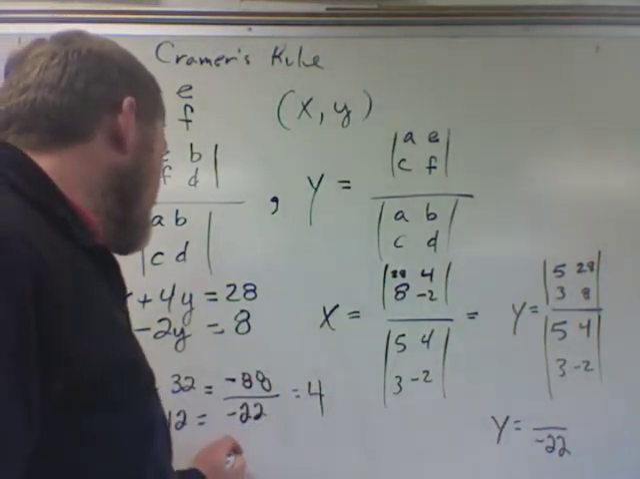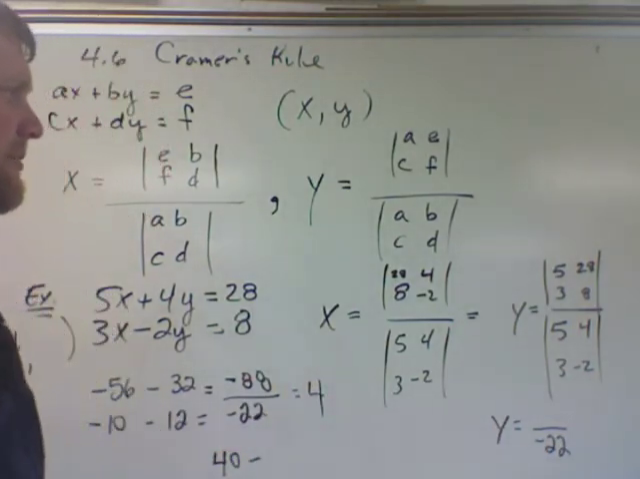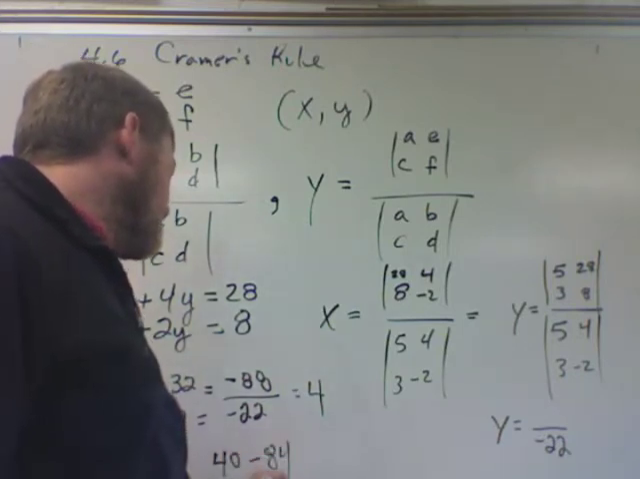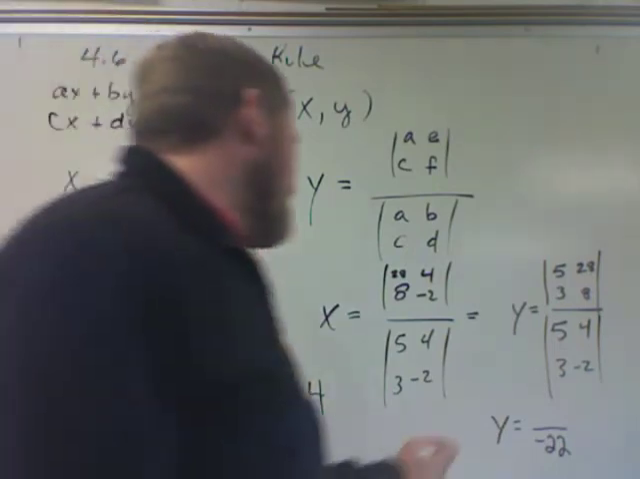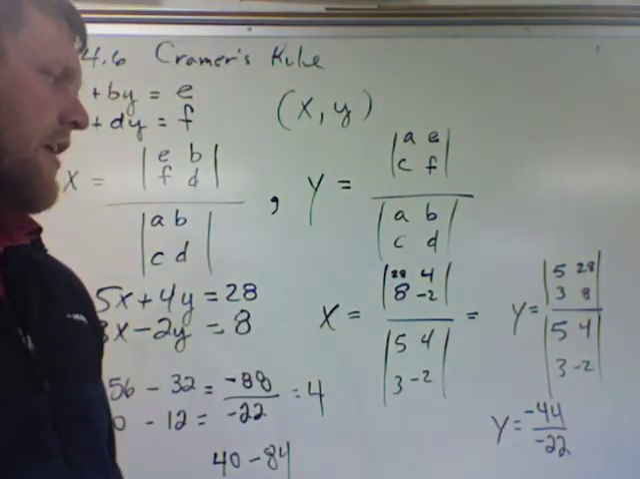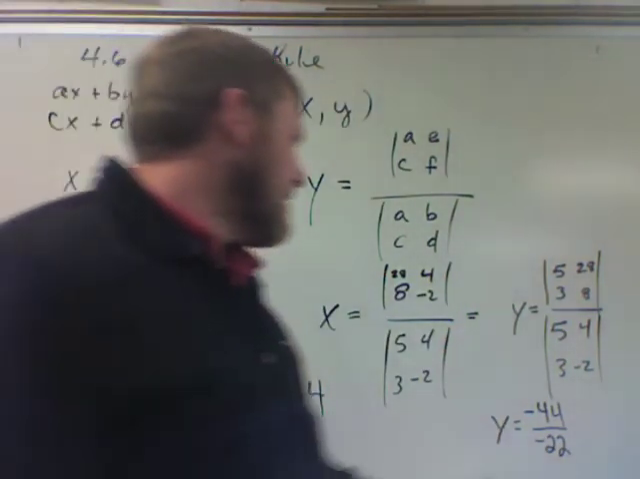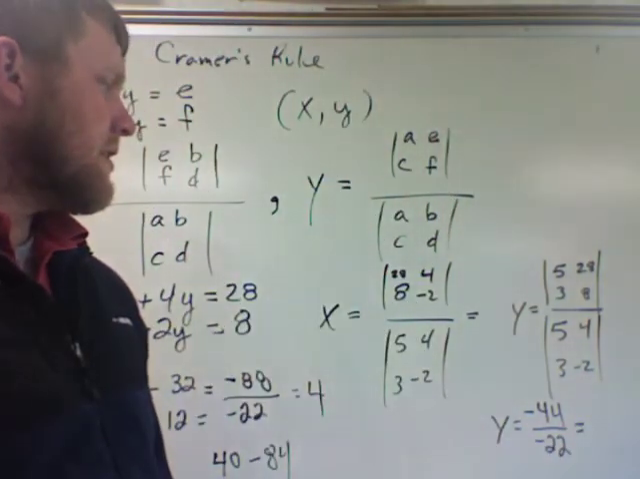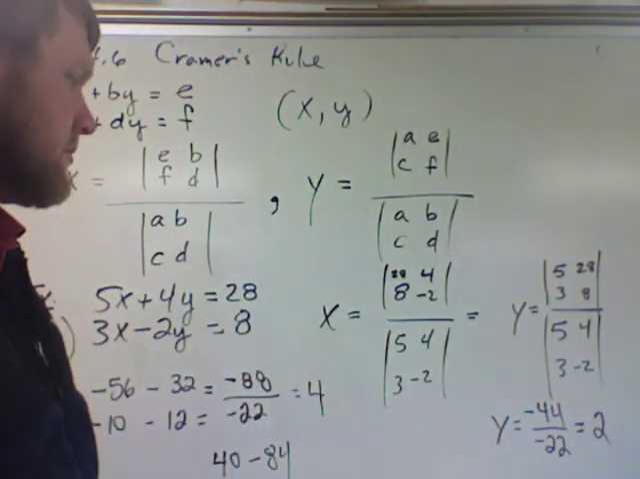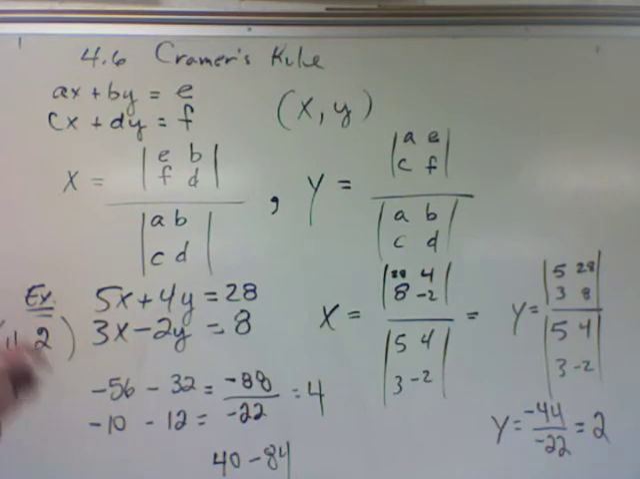So I get 40 minus 3 times 28, which is 84. 40 minus 84, I get negative 44. Divide by negative 22, and I end up getting positive 2. So in this particular case, I get (4, 2) for my answer. (4, 2) for my answer.